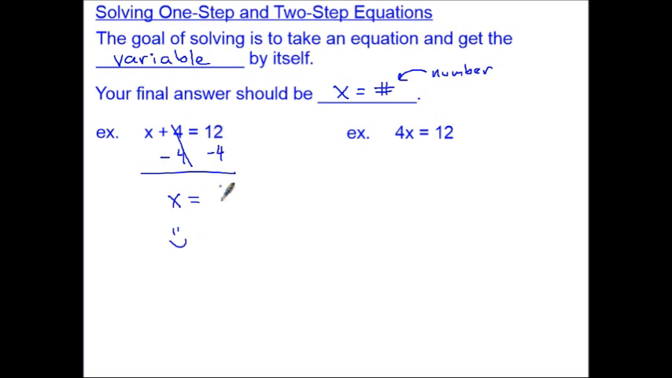And then 12 minus 4 is simply an 8. Okay, now I'm done because the x is by itself, numbers on the other side. Alrighty. Moving on here, I've got 4x.